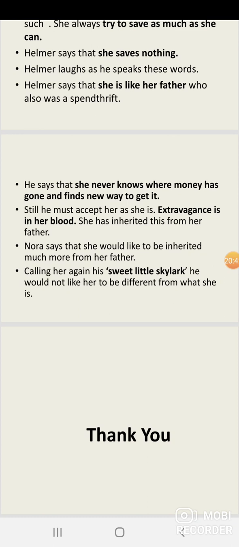We also come to know that Helmer is going to get a new job with a big salary. We also come to know that Nora is spending money in order to keep the house as well as to celebrate the Christmas festival.